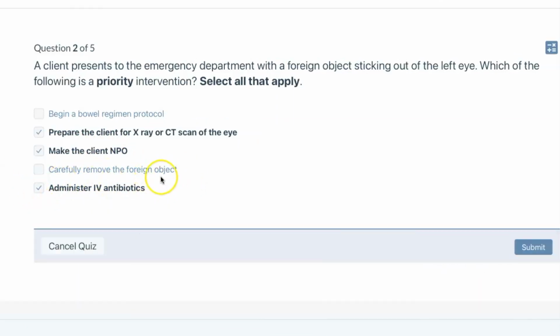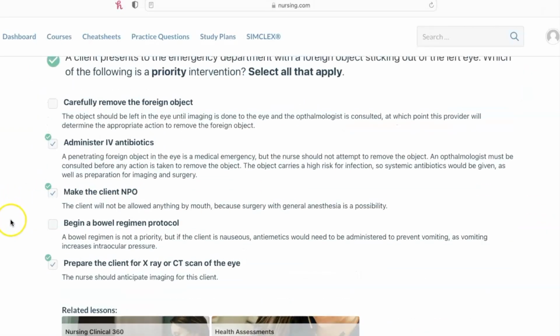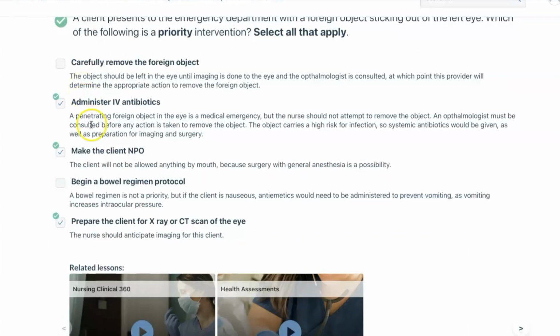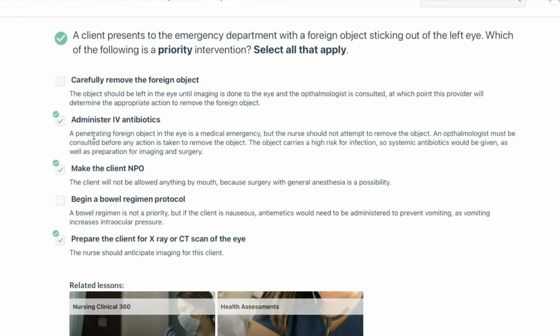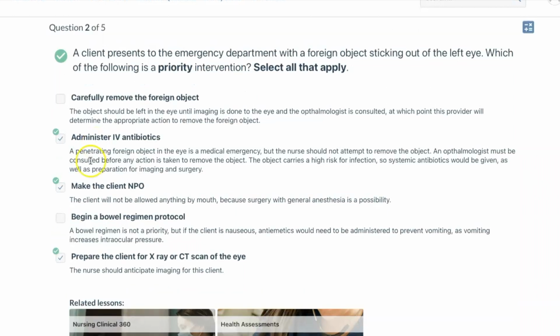I would say that the physician should be doing that, not the nurse. So keep in mind when you're answering these questions, you are answering this from the point of view of the nurse. You're not the physician who's doing it, even though in your mind you may say like, yeah, of course we need to remove this object, but you're answering from the point of view of a nurse.